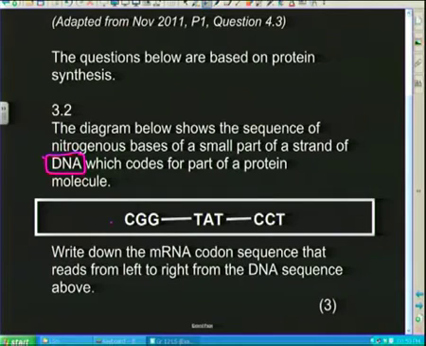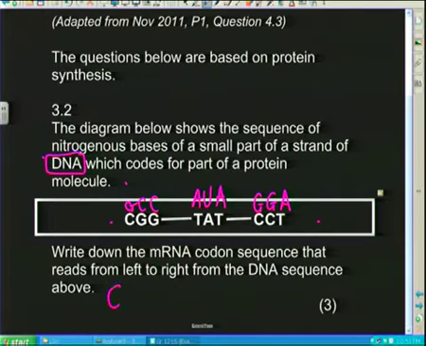C always goes with G, okay? G always goes with C. G always goes with C. T goes with A, and there. A goes with U. It's on the RNA. T goes with A. C goes with G. C goes with G, right? And T goes with A. So there is your codon sequence.